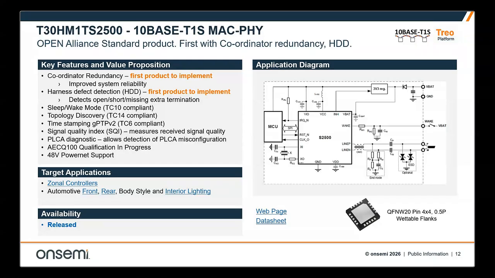So target applications here include zonal controllers and automotive lighting across front, rear, body style, and interior. It comes in a compact QFN 20-pin 4x4mm package with, of course, wettable flanks, capable for optical inspection. So, of course, the datasheet is released and samples and production are fully available now.